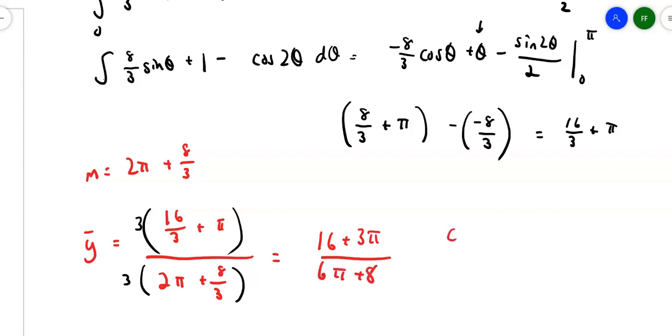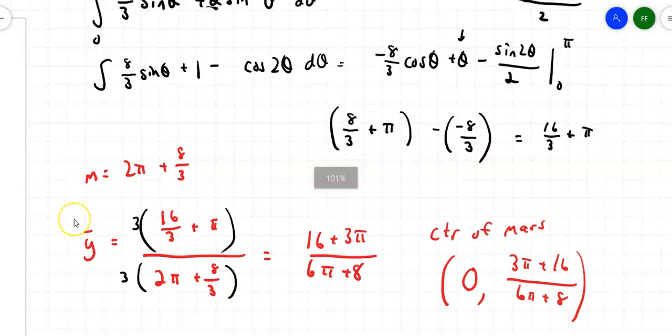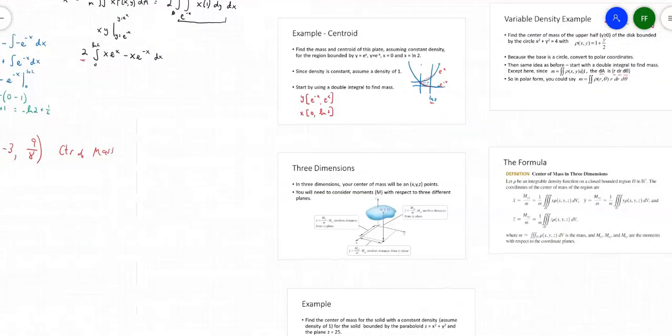So what is my center of mass? Well, remember we were kind of saved by the fact that there was some symmetry involved here. So the x-coordinate is just 0, and there's our y-coordinate, 3 pi plus 16 over 6 pi plus 8. No, you don't have to write it in that order, and no, you can't simplify it by breaking it apart across the plus signs. That's my center of mass, and we use polar coordinates because the base was a circle. Seemed like an easier thing to do. All right, let's take a look at one more case, and that is the case of 3 dimensions.